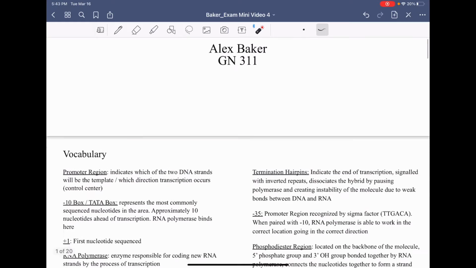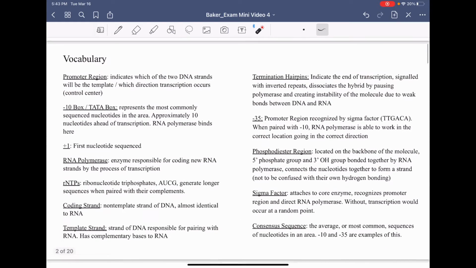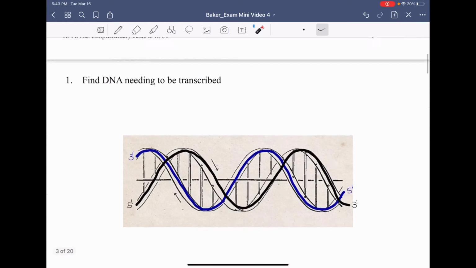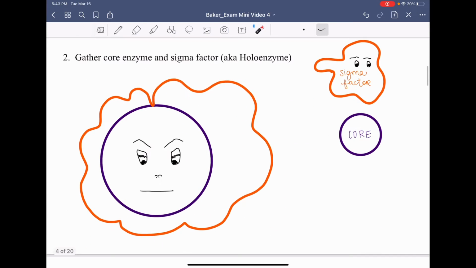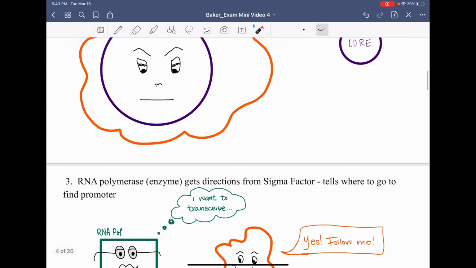Going to be talking about transcription in this video. Here's a slide of some vocabulary we need to know. So we're going to first start off with DNA. We're going to get our core enzyme and our sigma factor.